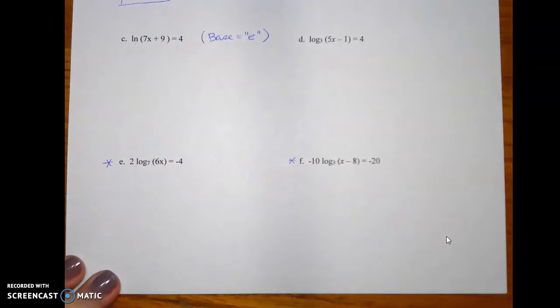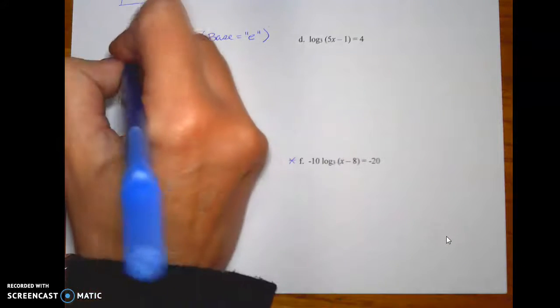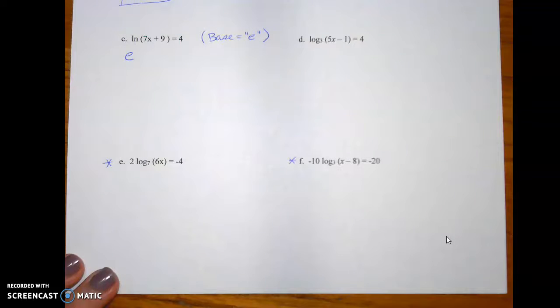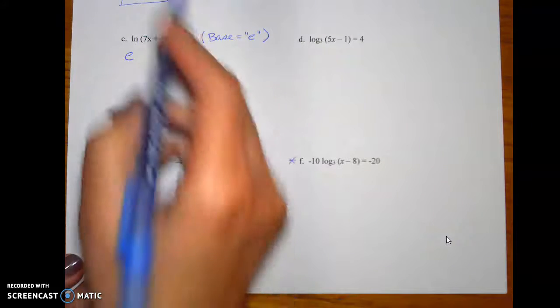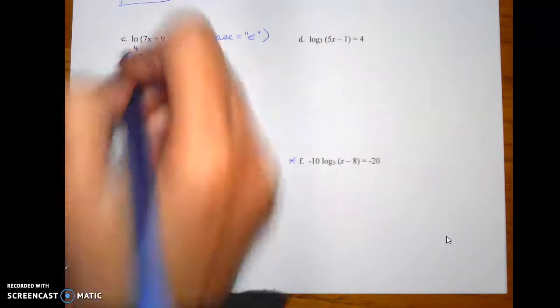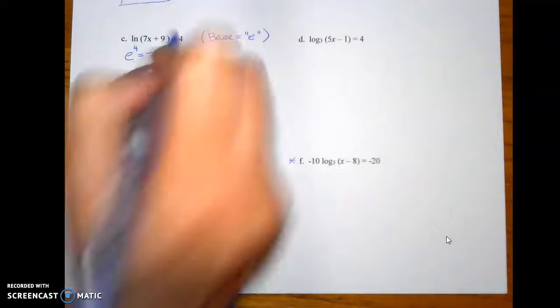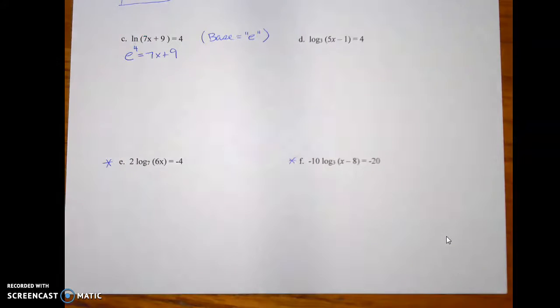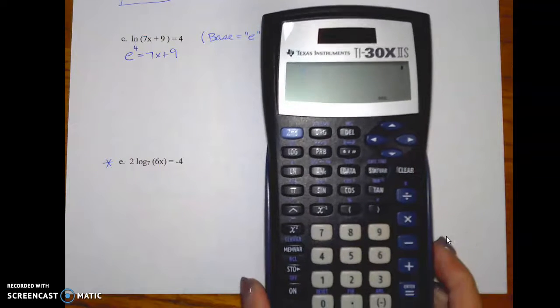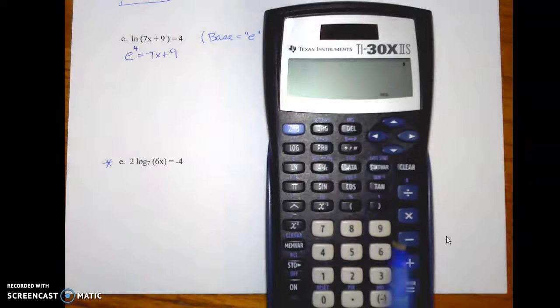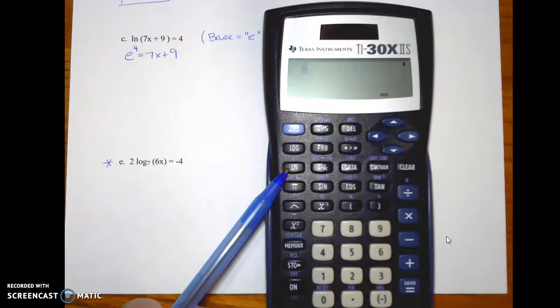So when we start this problem, we know that the base is e, so we start with that on the left-hand side. And we're going to raise it to the 4th power, because that's what we see over there, and it's equal to 7x plus 9. Okay? So now we need a calculator, because e to the 4th is going to be a decimal value. So if you have the small blue calculator, you want to find your button that has e raised to a power, which is right here above ln.